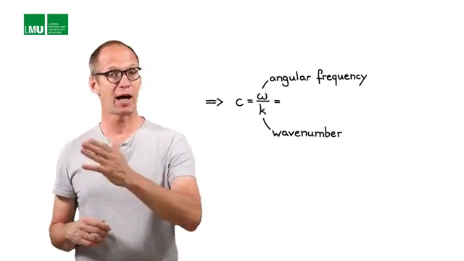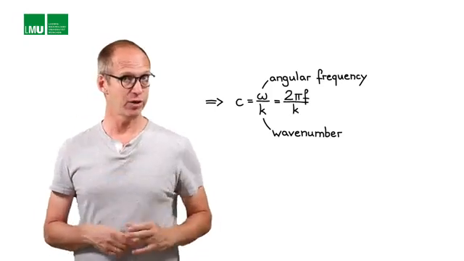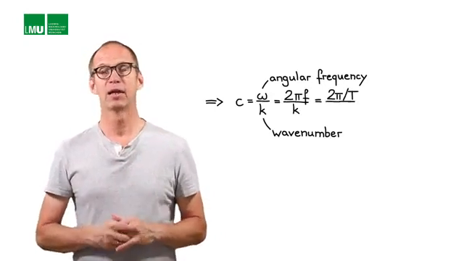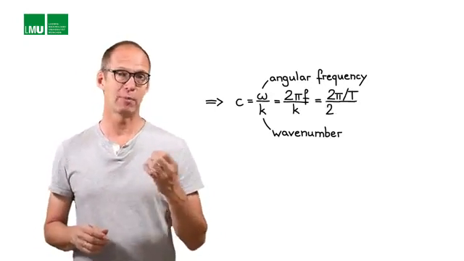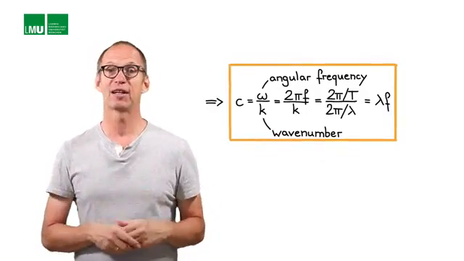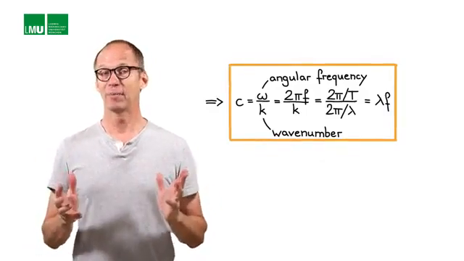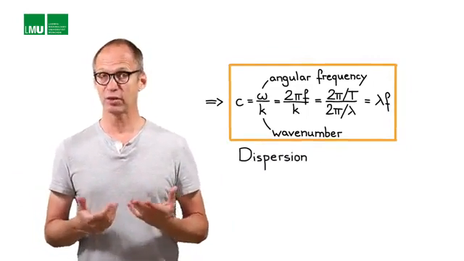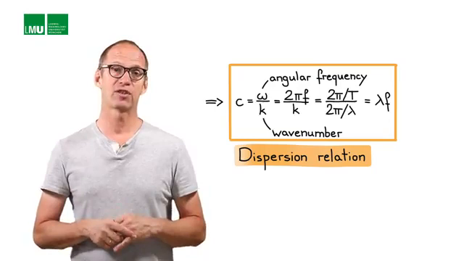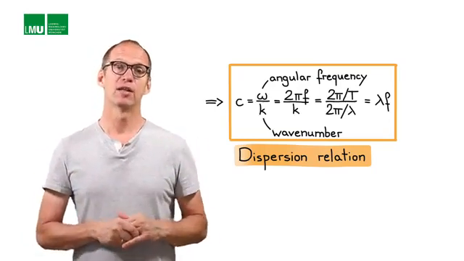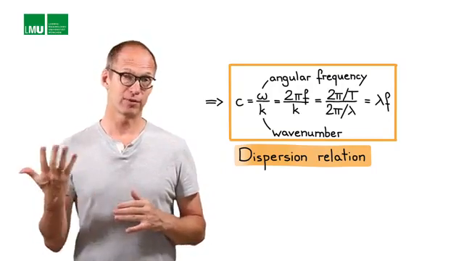Omega is 2 pi f, where f is the frequency, or 2 pi by capital T, where T is the period. And k is 2 pi by lambda, where lambda is the wavelength. Again, we will use this kind of relation all the time. Actually, this is an equation called a dispersion relation. A dispersion relation here is actually relating, as we see, the phase velocity with wavelength, wave number, and frequency.